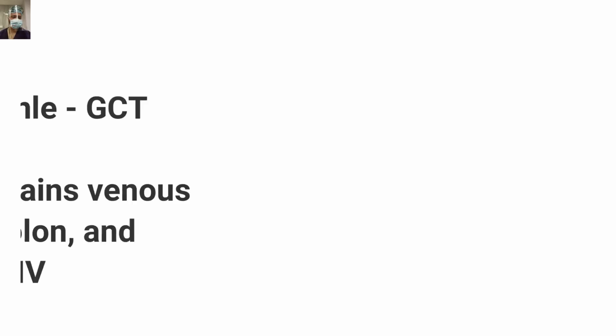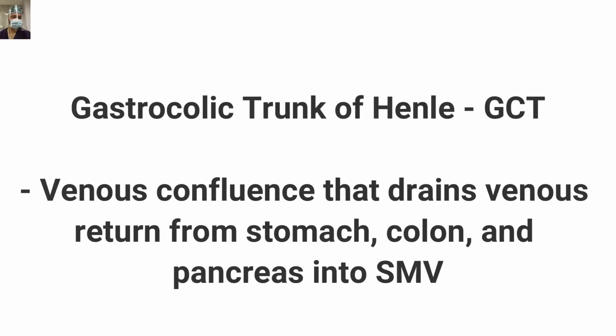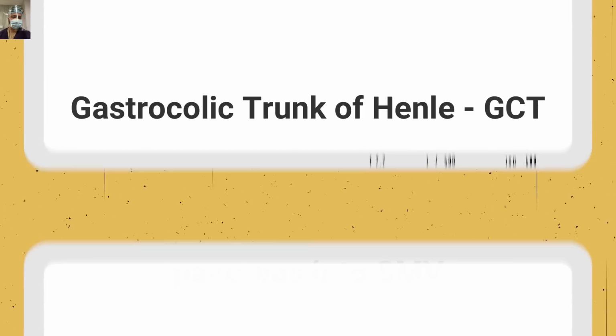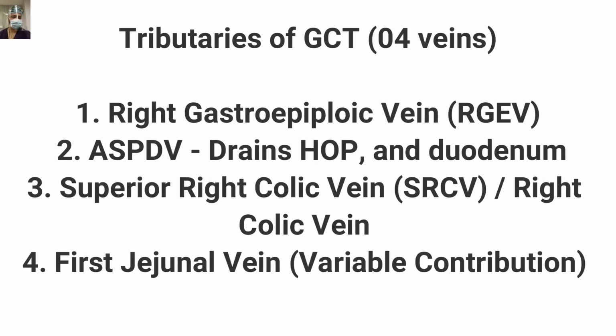The gastrocolic trunk of Henle, abbreviated as GCT, drains stomach, colon, and pancreas into the SMV. So for these three structures, the venous drainage makes a confluence from the GCT and drains into the SMV. There are basically three constant tributaries and a variable contribution from a fourth. First is the right gastrocolic vein, then the ASPDV, which drains the head of pancreas and duodenum, and the superior right colic vein or the right colic vein, and the first jejunal vein will have a variable contribution. And in this patient, I have also shown the anterior inferior pancreaticoduodenal vein, that is AIPDV, draining into the GCT.